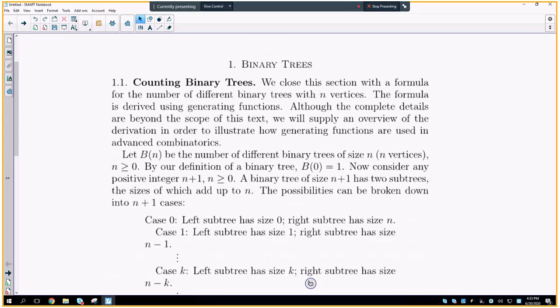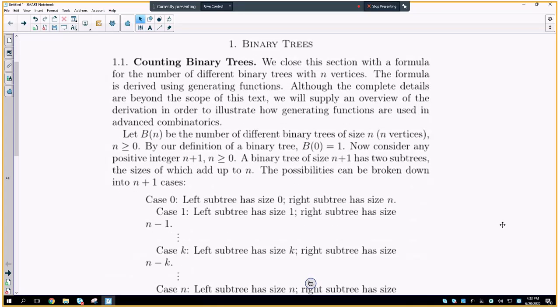So we close this section with a formula for the number of different binary trees with n vertices. The formula is derived using generating functions, although the complete details are beyond the scope of this text. We will supply an overview of the derivation and illustrate how generating functions are used in advanced commentaries. So let Bn be the number of different binary trees of size n, with n vertices, n greater or equal to 0. By our definition of binary tree, the empty binary tree will have no vertex, so B0 will be 1.